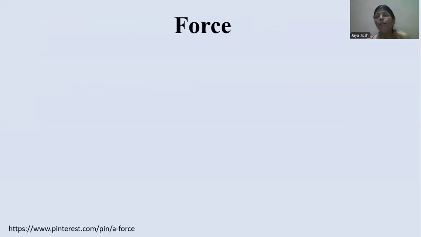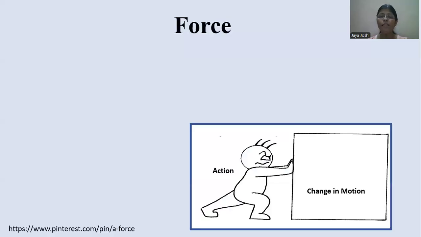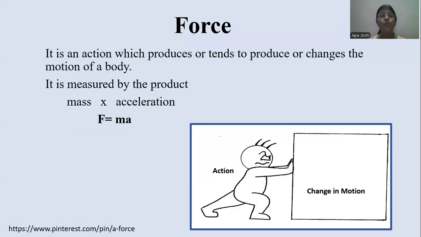Now, as we have seen, mechanical properties deal with forces. So first we will see what we mean by force. In this picture, you can see this person is pushing one object. This pushing is the action, and because of this action, there is a change in the motion of the object. So basically, there is one action which is causing change in motion. So how will you define force? It is an action which produces or tends to produce or changes motion of the body. And it is measured in terms of mass into acceleration. So that simple it is.